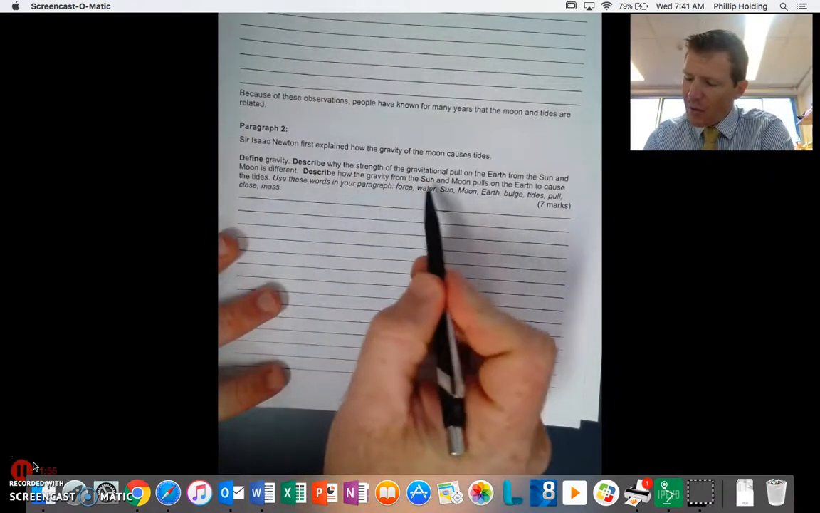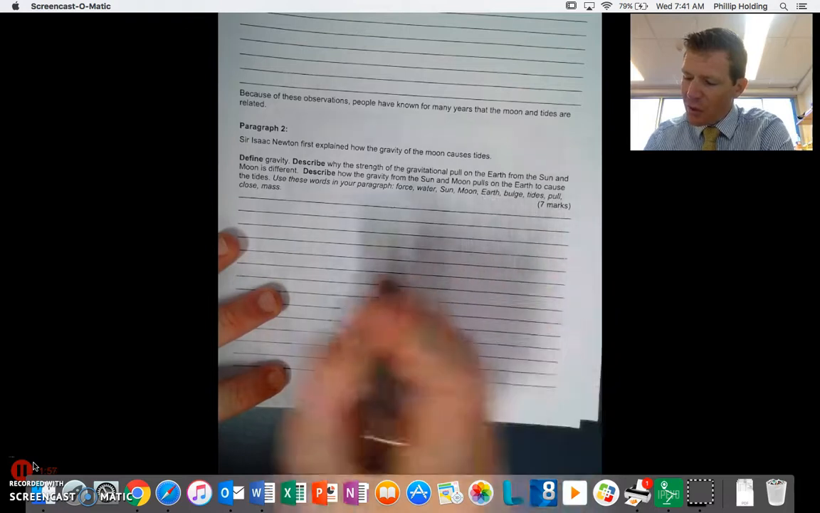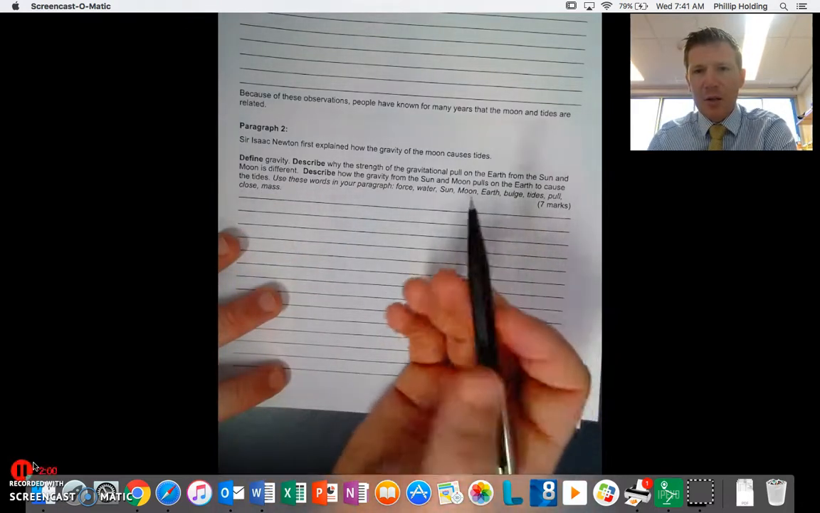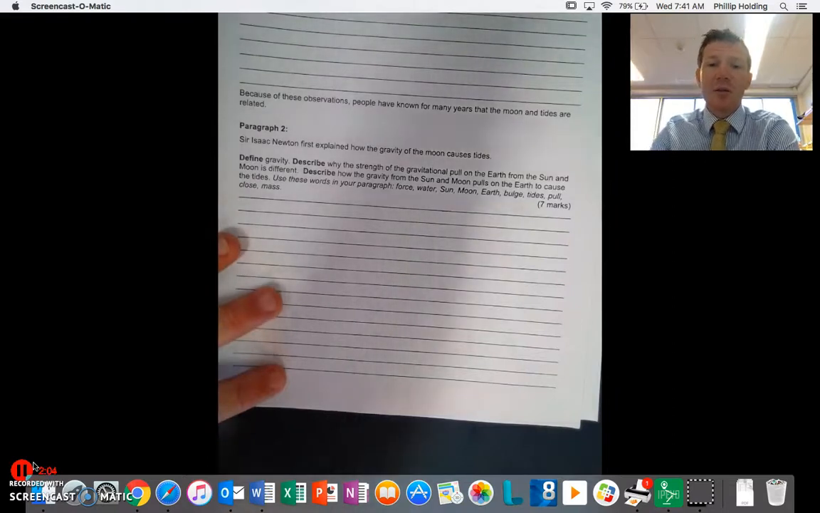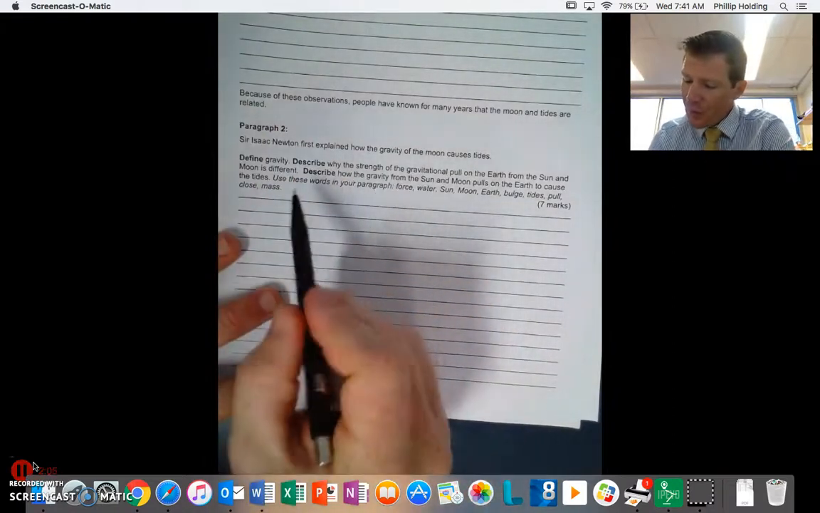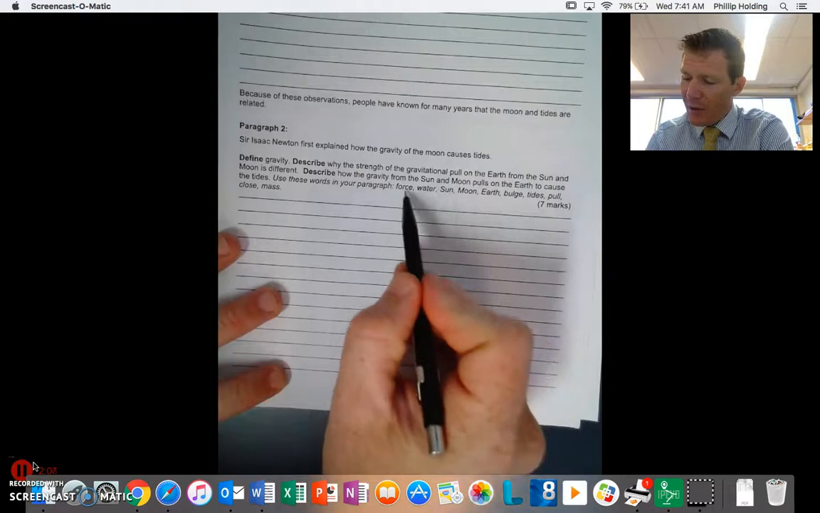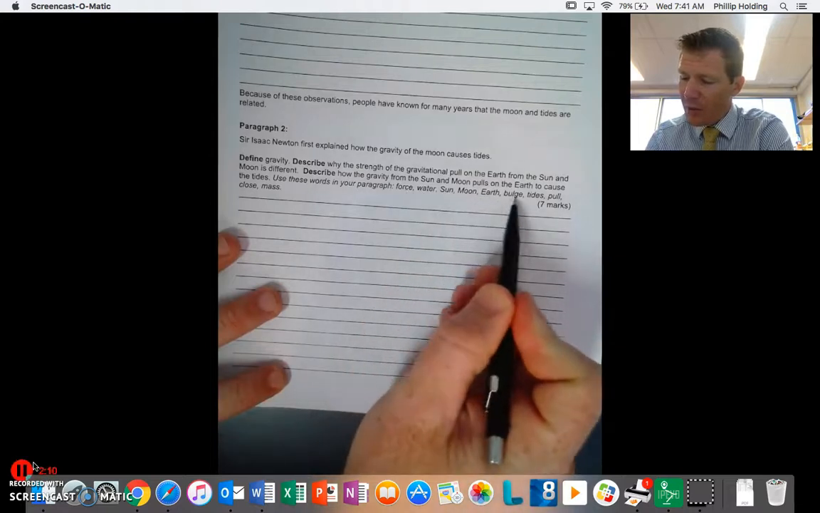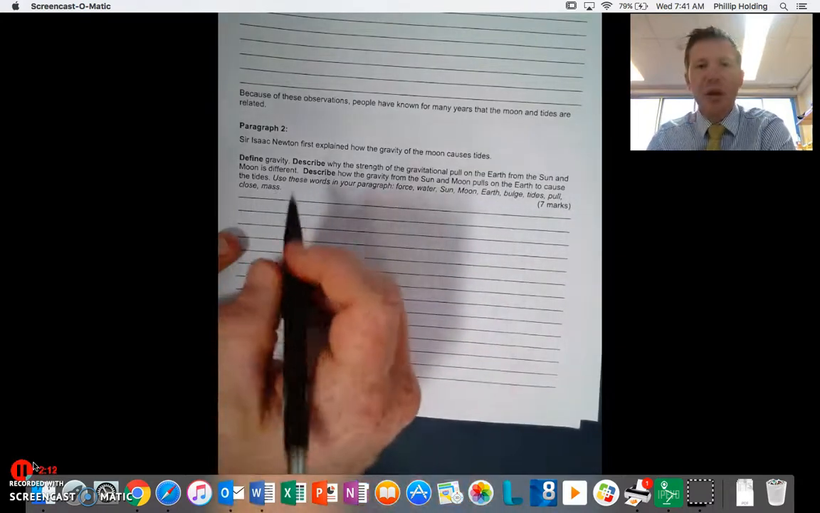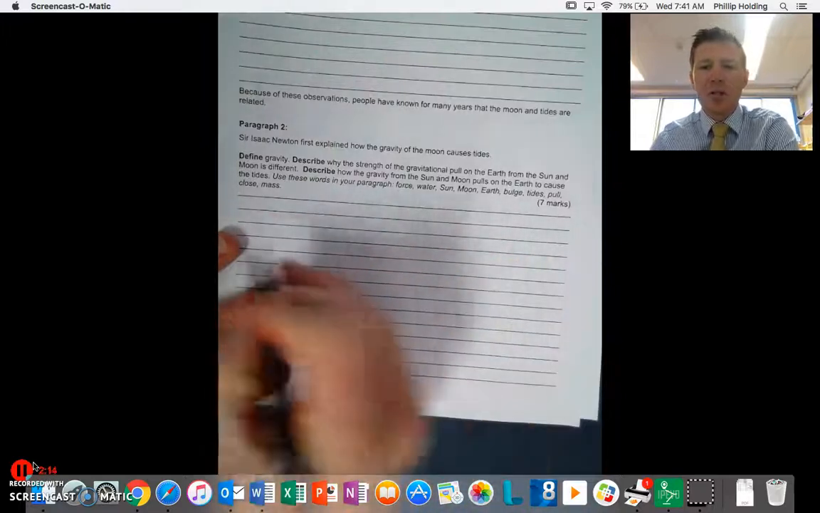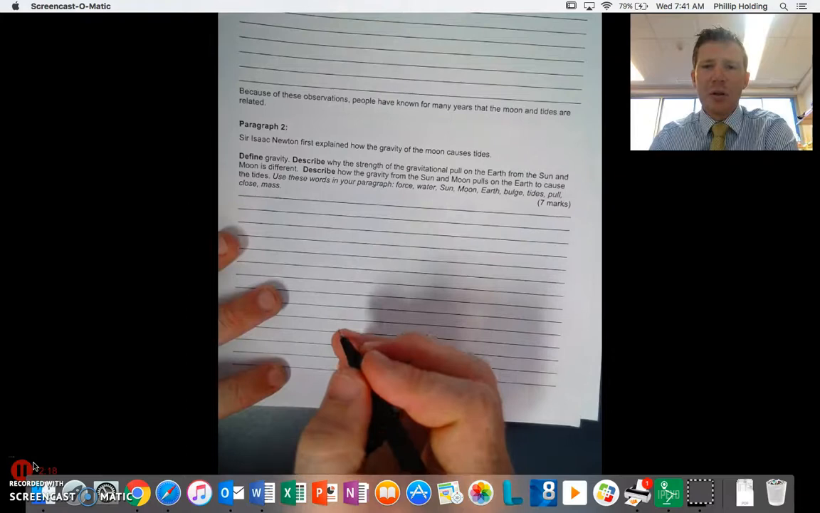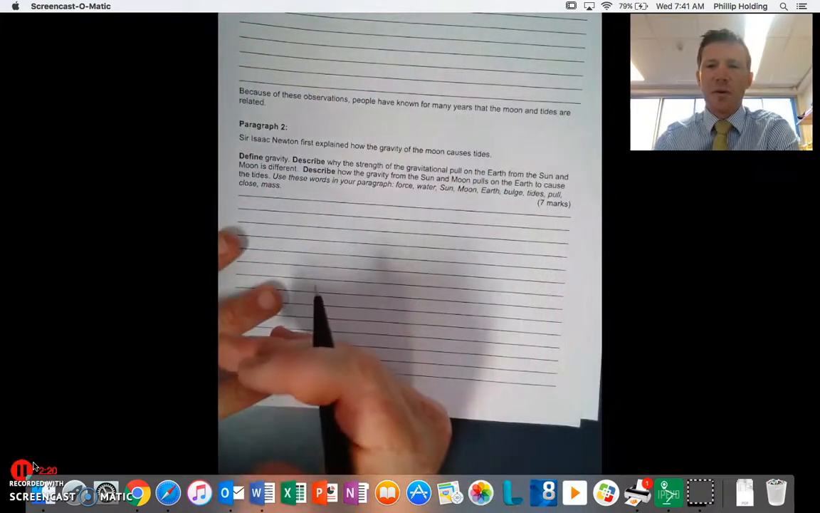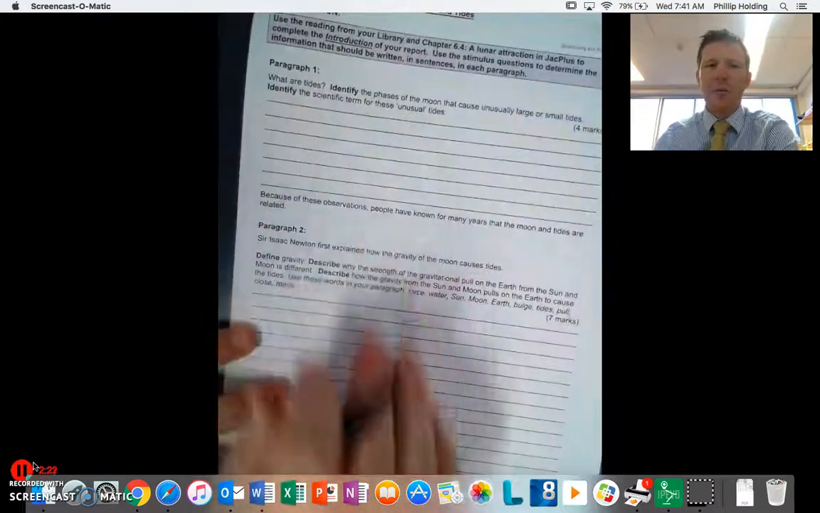Describe how the gravity from the Sun and Moon pull on the Earth to cause the tides. Okay, so how do the Sun and the Moon cause tides? Okay, and use these words in your paragraph: force, water, Sun, Moon, Earth, bulge, tides, pull, close, and mass. So my suggestion is you write this. Don't start writing on this. Write it out rough copy in your books. Okay, and then when you're happy, transfer it across. The same goes for paragraph 1, paragraph 2, and paragraph 3.